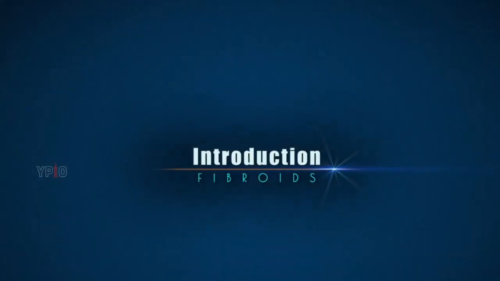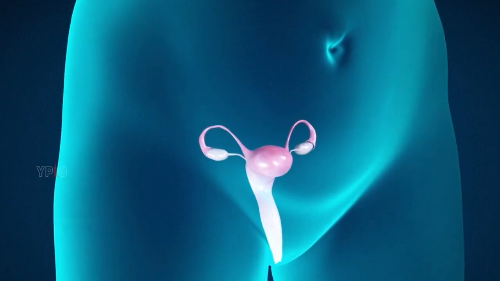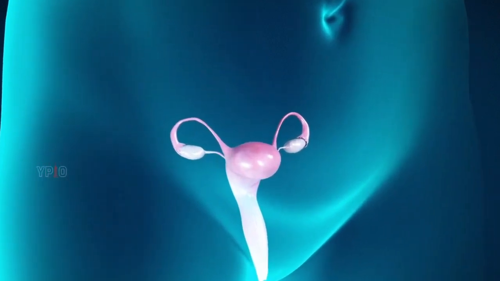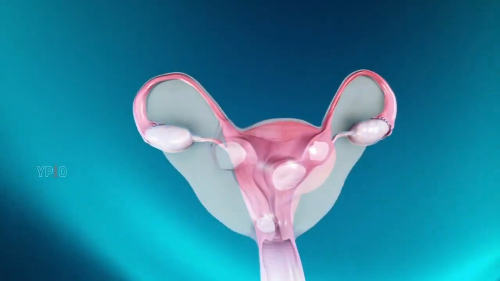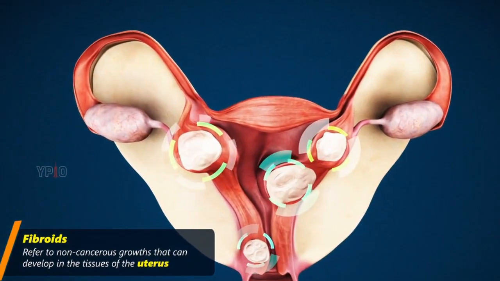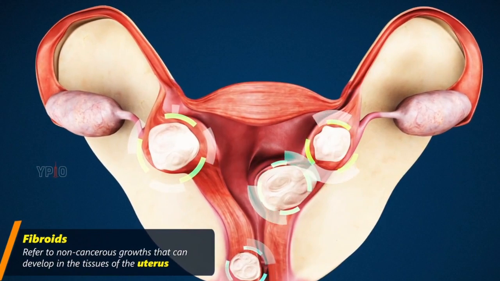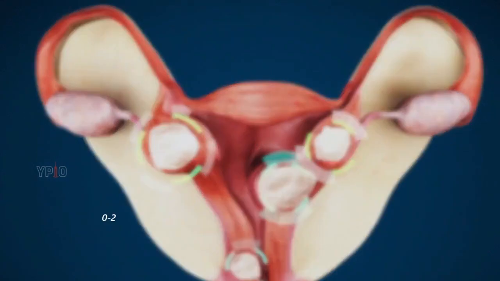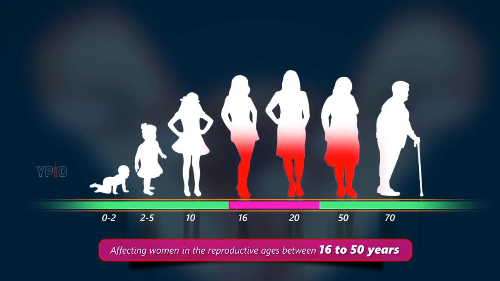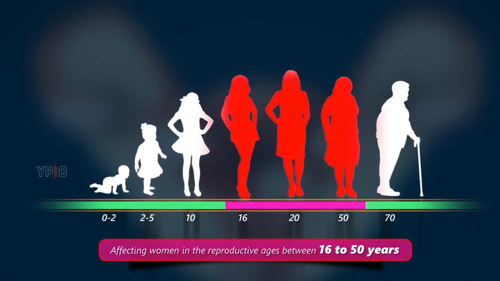Introduction. The uterus, also called the womb, is a female reproductive organ where a baby grows during pregnancy. Fibroids refer to non-cancerous growths that can develop in the tissues of the uterus. This is a common health condition affecting women in the reproductive ages between 16 to 50 years.